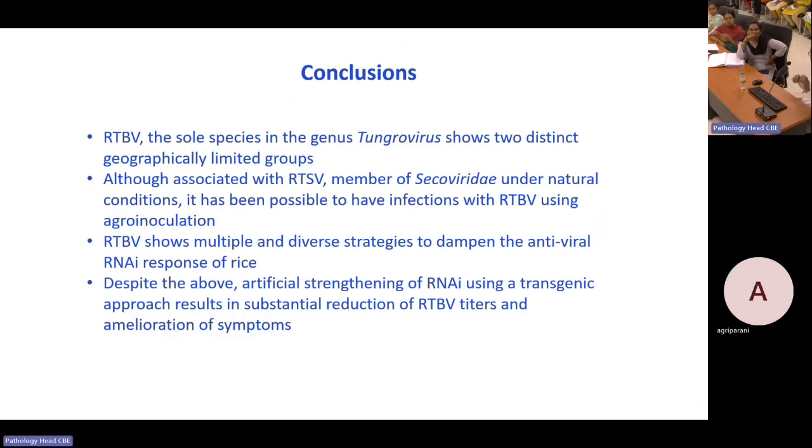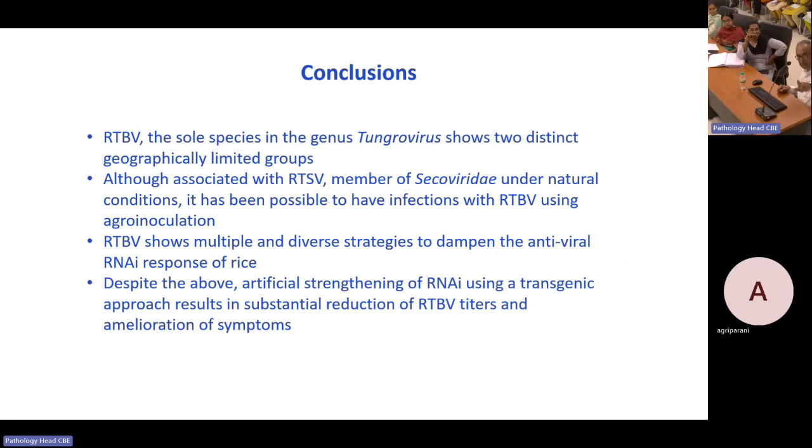Okay, I think this is the last slide. I mean, not the last slide, but the concluding slide, which says that RTBV is the sole species in the genus Tungrovirus. According to the ICTV, they classify viruses, and according to their principles, RTBV is the only species in the genus Tungrovirus. Whereas in the genus Badnavirus, there are more than 80 species.